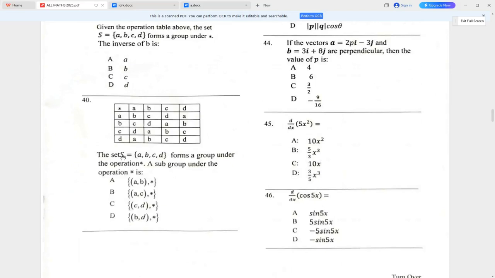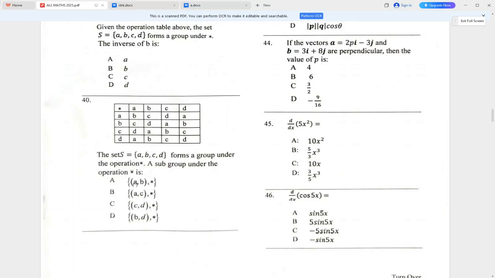Now question 40, the set S with elements A, B, C, D forms a group under operation star. A subgroup under this operation star is, for a subgroup it needs to be closed. I'll take for example this expression, we have A and B. It means if you operate A and B under the operation star, all values from the operation should remain A or B.